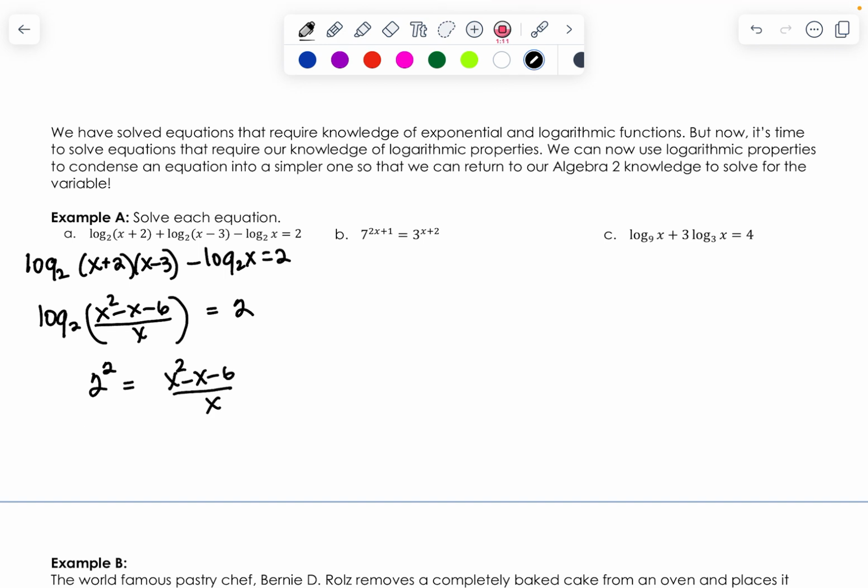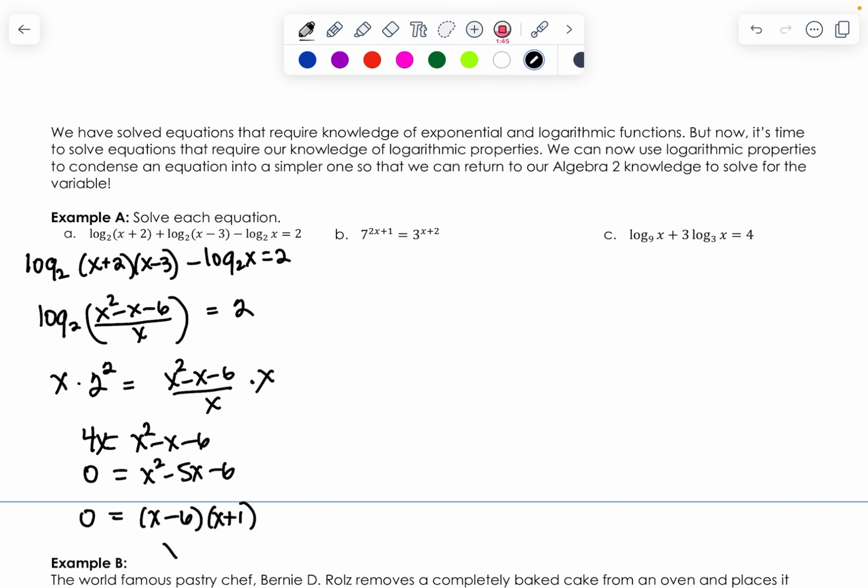Okay, I'm going to cross multiply and get 4 equals x squared minus x minus 6. Oops, sorry. This was 4x, sorry. Let me fix that real quick. Okay, so that was 4x. Sorry, I needed to multiply both sides by the x. Then that's x squared minus 5x minus 6. So that factors into x minus 6, x plus 1.